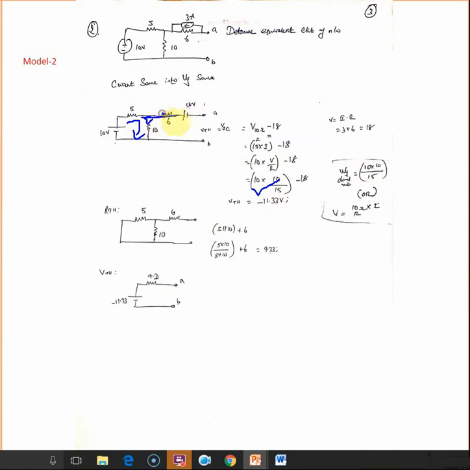The 6 ohm is a useless resistance. Why useless? It is an open circuit. Yes or no, is AB closed? No. It is useless. Leave it.